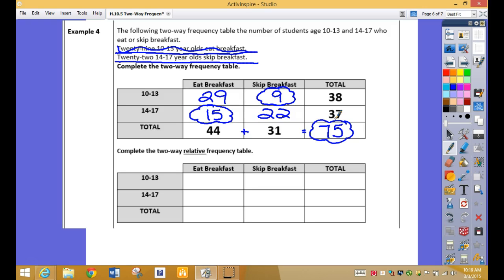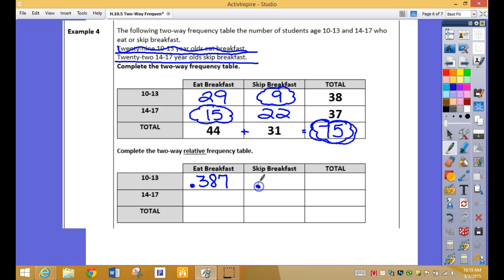Now we're going to make our relative frequency with this information. So what's my first decimal going to be? We're going to take 29 and divide it by what? 29 and divide it by the total, 75. So 29 divided by 75 is, round it to the nearest thousandth. And 0.386 repeating rounds to 0.387 to the nearest thousandth.